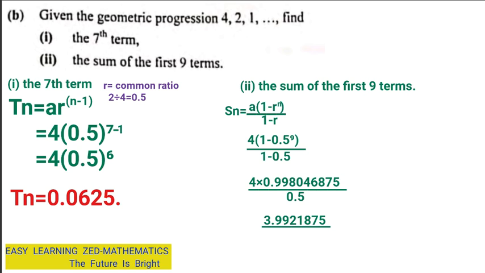0.5. Okay, once you have come up with that, now you can just go ahead and divide that. So when you divide 3.9921875, you're going to get this one, which is 7.9847375. Okay, so that is the sum of the first 9 terms in the geometric progression above.